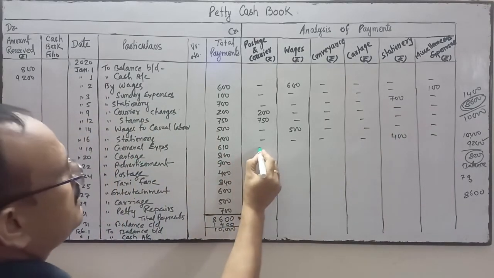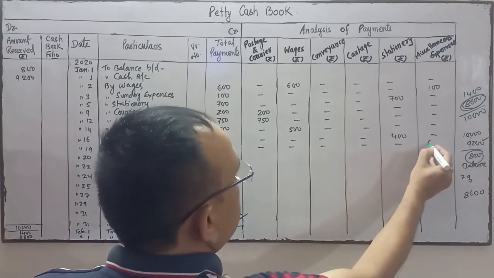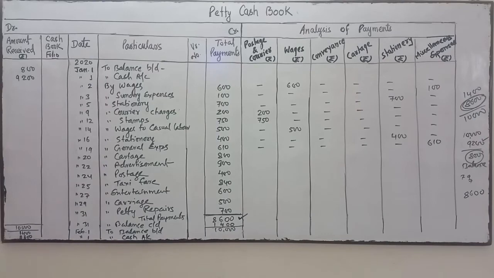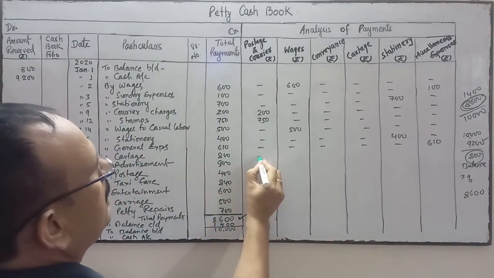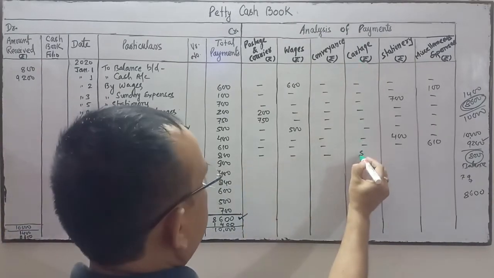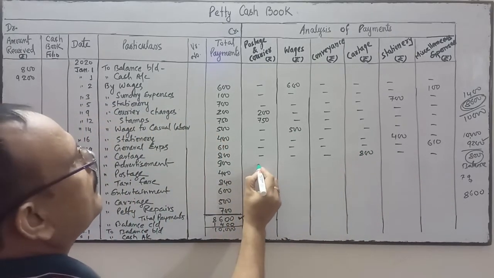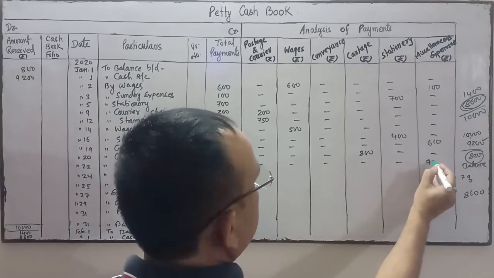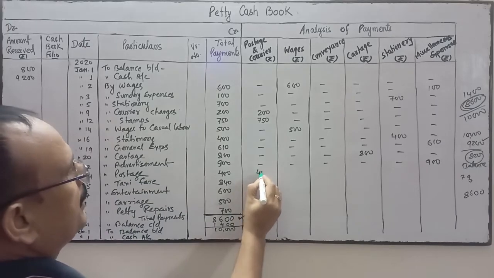General expenses will be in the miscellaneous, because it's not specific. Now come to the cartage. Cartage will come under where? Cartage has a special column here, 800. Next is advertisement. This will come under miscellaneous. Advertisement will come under miscellaneous. Postage, here 400, postage.